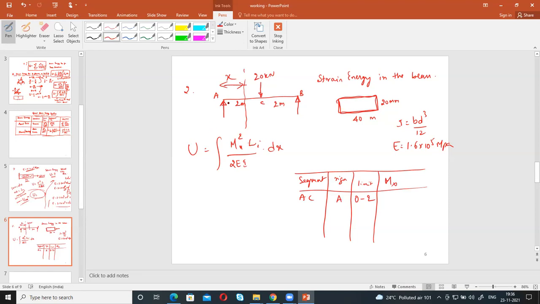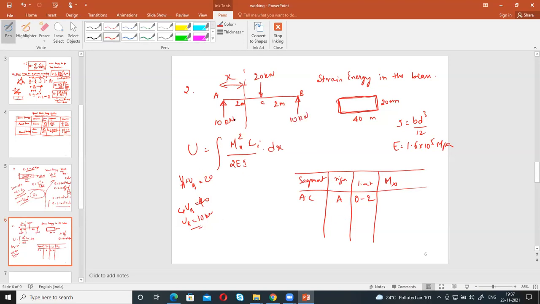For this, you require reaction. What is the reaction? It is symmetric. WL by 2. What is WL by 2? 20 into 4 by 2. Or you take just VA plus VB equals 20. And you take moment at A. 4 VB equals 40. So VB is 10. So because of symmetry, you can easily say that 10 kilonewton, 10 kilonewton.